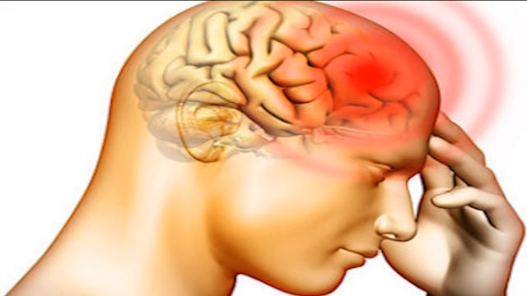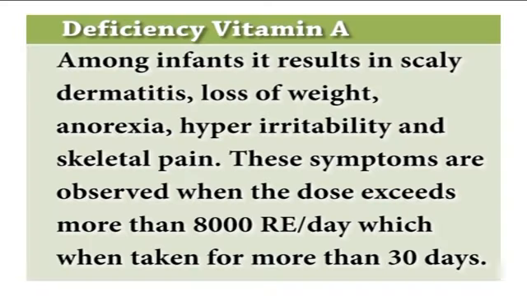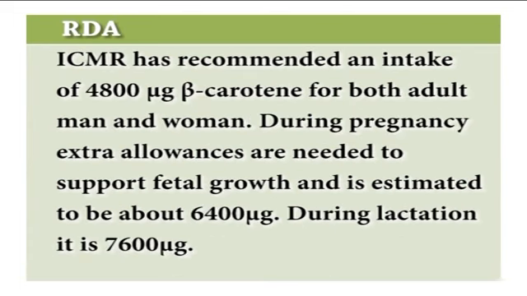Toxicity of vitamin A. The major symptoms include headache, drowsiness, nausea, loss of hair, dry skin, diarrhea and reabsorption of bone, which are the major problems encountered among adults. Among infants, it results in scaly dermatitis, loss of weight, anorexia, hyperirritability and skeletal pain. These symptoms are observed when the dose exceeds 8,000 RE per day, taken for more than 30 days.